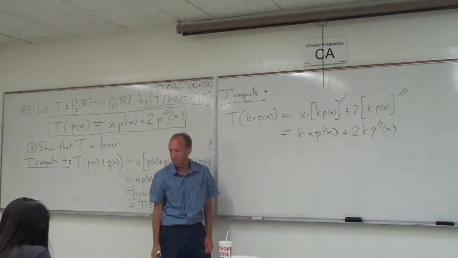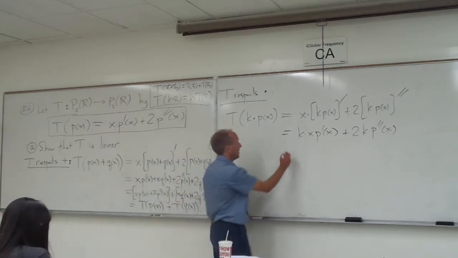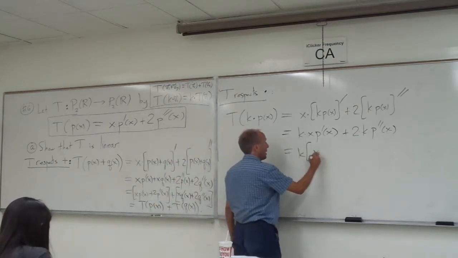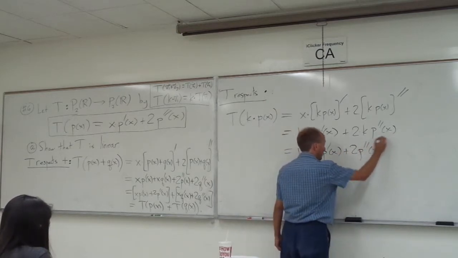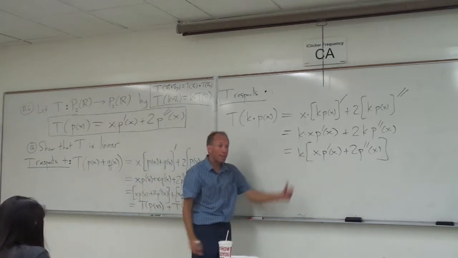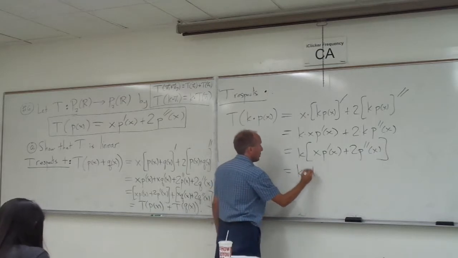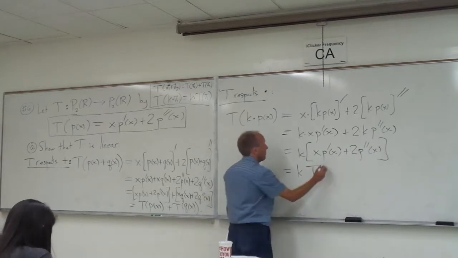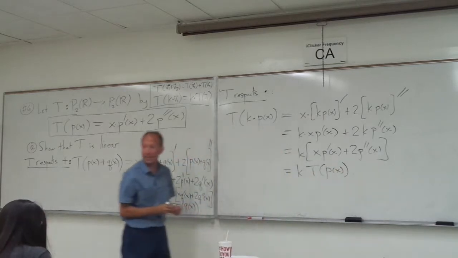Right? And now what am I going to do next? Exactly. Take the k totally out of it, leaves me with x p prime of x plus 2 p double prime of x. Exactly. And the part in brackets is what? The transformation of what? P of x. Exactly. The transformation of p of x, and that's what I wanted to get, guys.